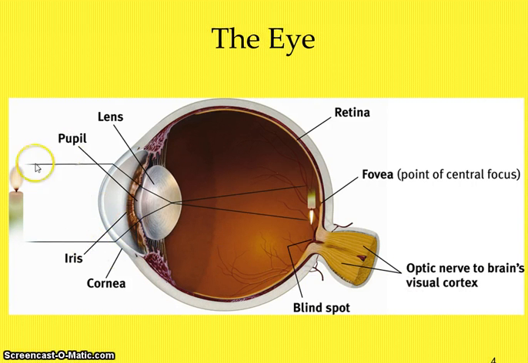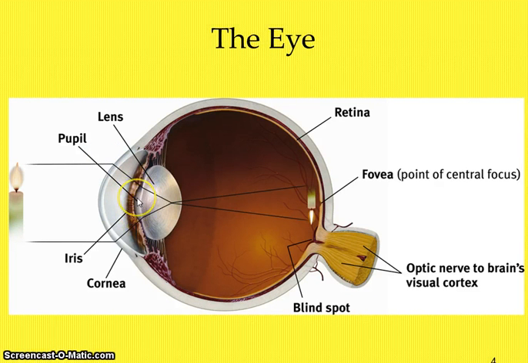The first thing that happens is light enters the cornea. The cornea is that transparent coating that protects our eye and helps bend light to focus. Once light has passed through the cornea, it then goes to the pupil. The pupil is a hole in our eye. It is an adjustable opening.